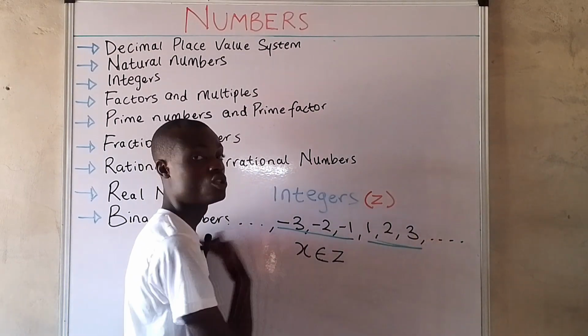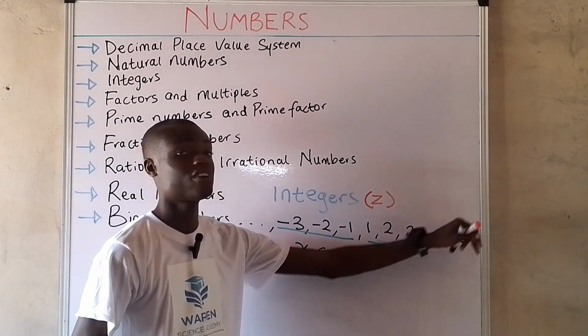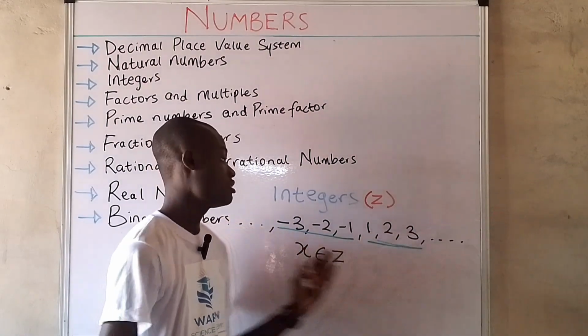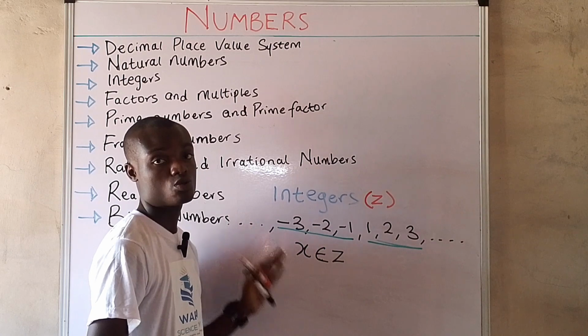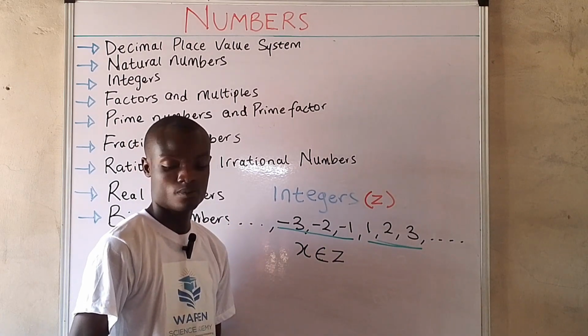Remember, they can extend to both directions. We can have 4, 5, 6, 100, 200. On this side, I can have -100, -200, -1,000.